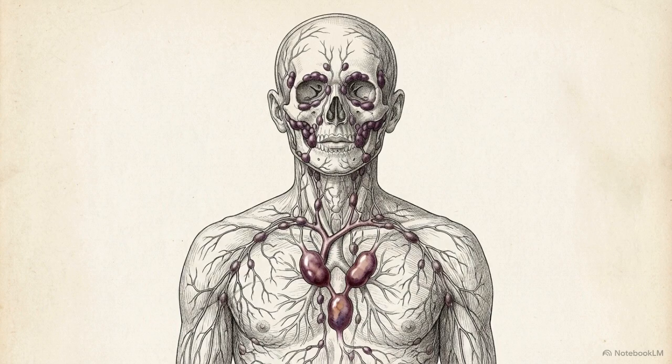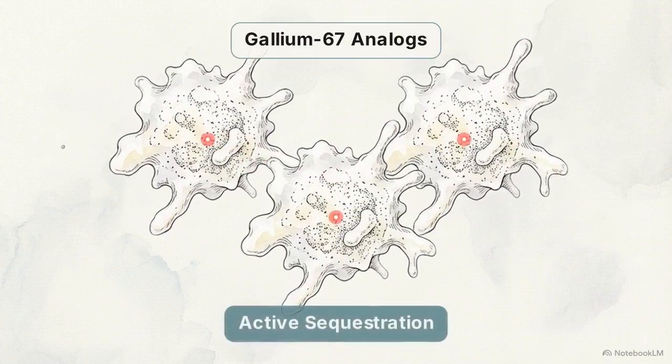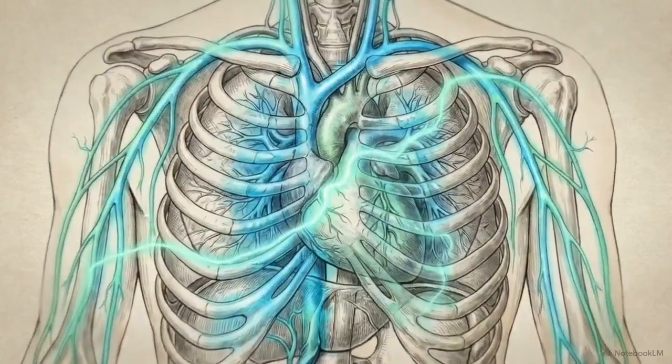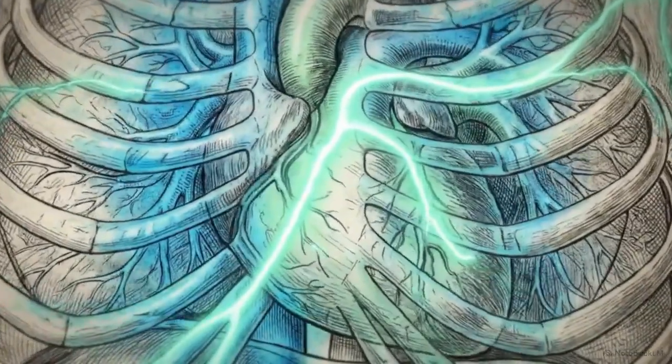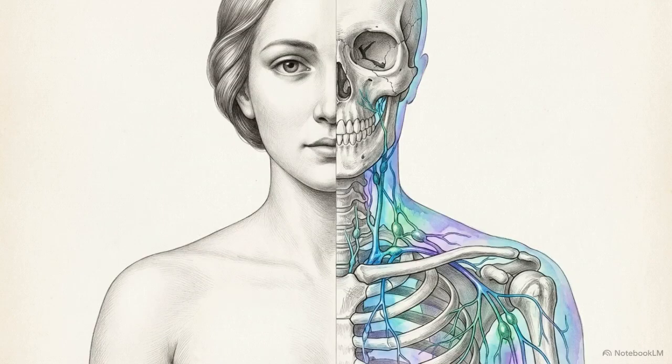Similarly, seeing the combined panda and lambda signs on a gallium scan confirms active granulomatous disease, because the radioactive iron analogs are actively being sequestered by macrophages gathered in those exact nodes. These radiotracers act as active probes, rigorously testing both the mechanical and biochemical limits of the patient's physiology. In nuclear medicine, it is the specific physical dimensions and biochemical constraints of the radiotracer itself that render otherwise invisible pathology visible.